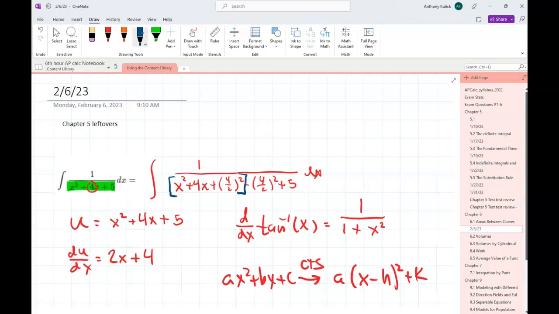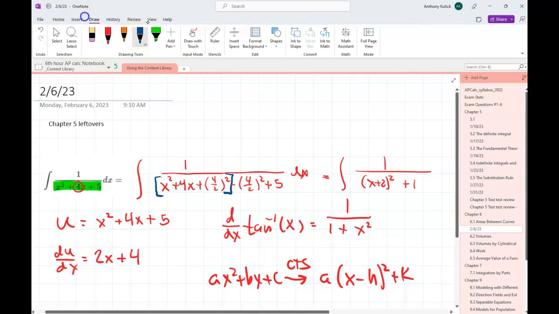Now this part is a perfect square. We can factor that, x squared plus 4x plus 4. 4 over 2 squared is 4. How does that factor? x plus 2 times x plus 2, or I'll write it just as x plus 2 squared. And then I have negative 4 over 2 squared, which is negative 4, plus 5 is 1.